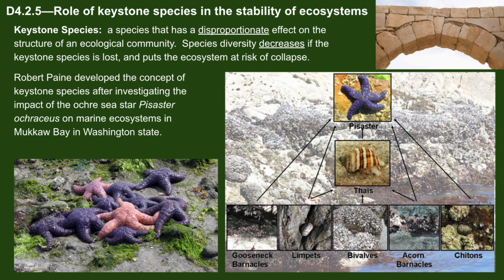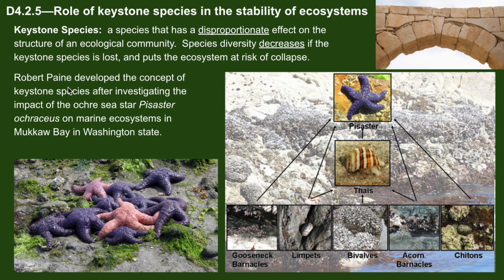Okay, a keystone species, memorize this: a species that has a disproportionate effect on the structure of an ecological community. I've seen that on a paper too, as just a 1-mark question. Make sure you memorize that word, disproportionate. Species diversity decreases if the keystone species is lost, and it puts the ecosystem at risk of collapse.